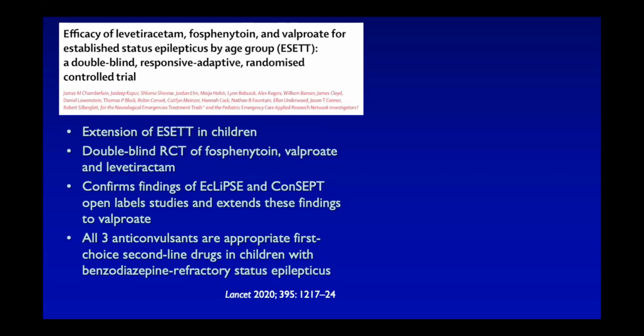This study largely confirms the findings of the previous two studies, the ECLIPSE study and the CONCEPT study, and extends these findings to include valproate. All three anticonvulsants, phenytoin or fosphenytoin, valproate, and levetiracetam, are appropriate first-choice second-line drugs in children with benzodiazepine refractory status epilepticus.